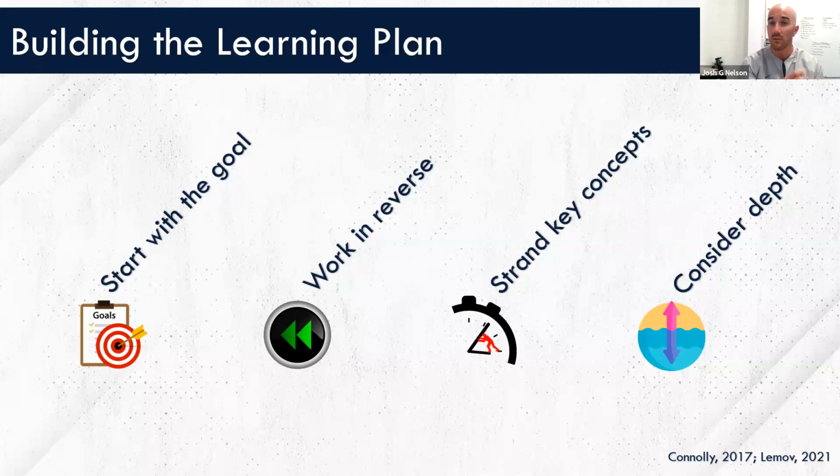So the 4 elements that we're really working on is let's have a goal, know where we're going so we can design a plan to get to that goal. Once we have that goal, let's work in reverse. Okay. During that process of working in reverse, we're going to strand key concepts and make sure that they occur frequently in the classroom and on the field setting. And then finally, I'm going to consider depth of my conversations within any given area.